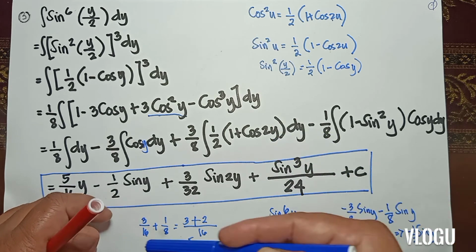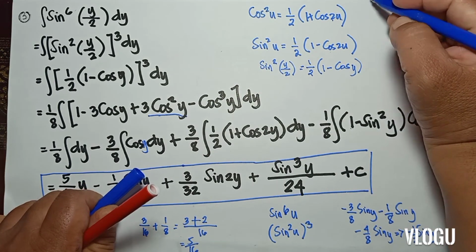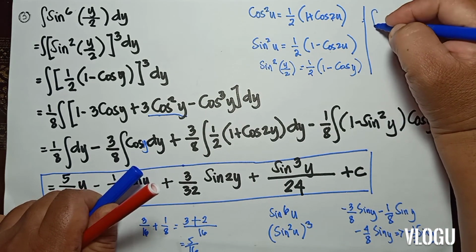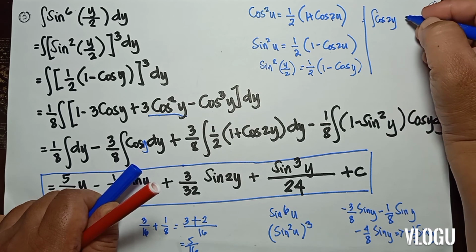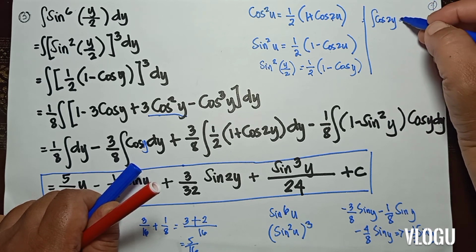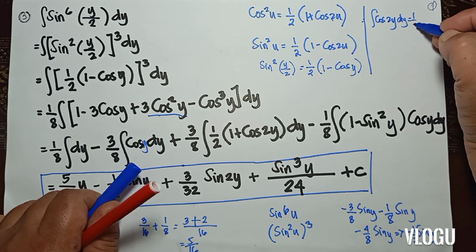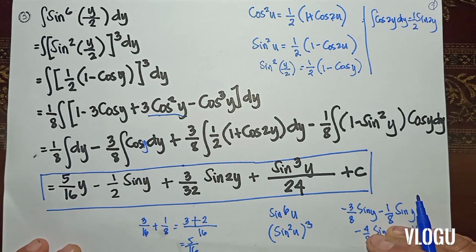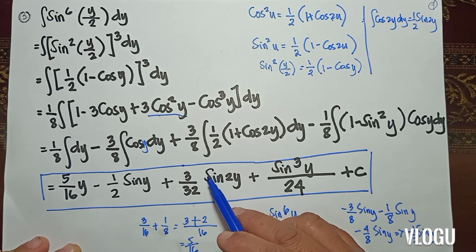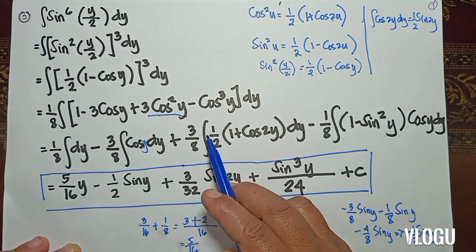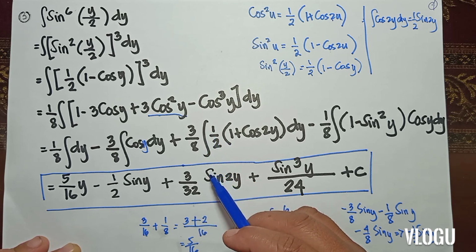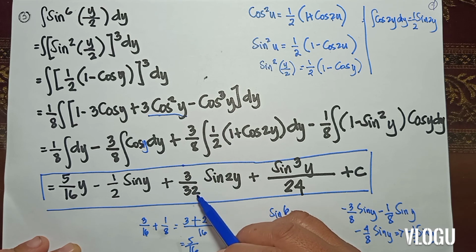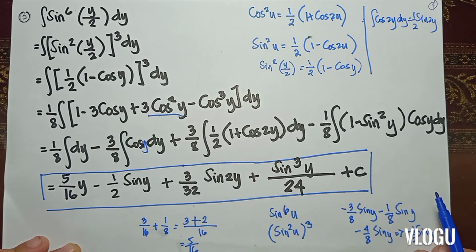So I will show you the solution. The integral of cosine 2y is equivalent to 1/2 sine 2y. So your answer here is 1/2 sine 2y times, since you have 3/16 outside, times 1/2. That's the reason you will have 3/32 sine 2y. Okay, that's the answer.